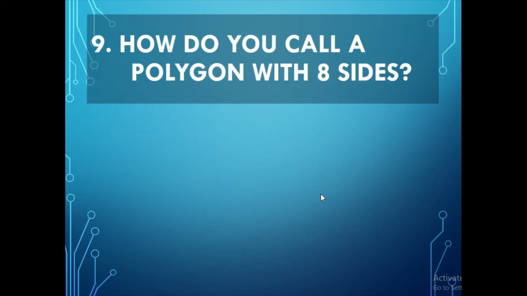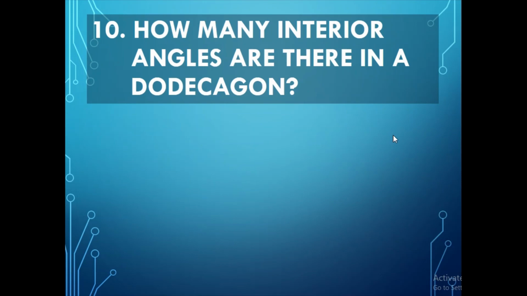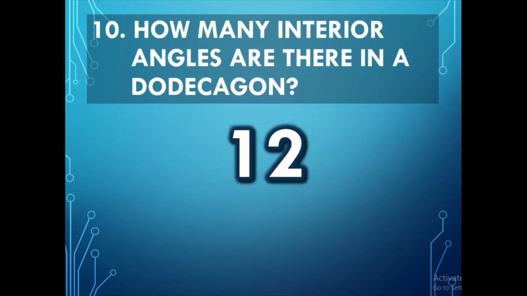Number 9. What do you call a polygon with 8 sides? It's an octagon. And number 10. How many interior angles are there in a dodecagon? There are 12 interior angles.